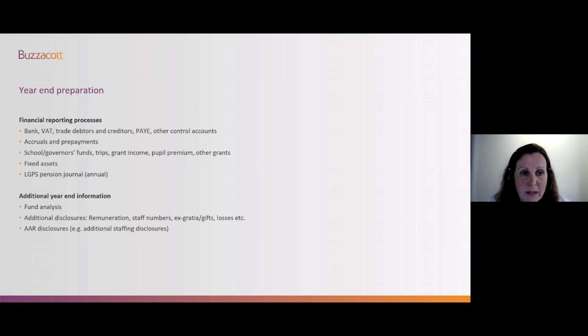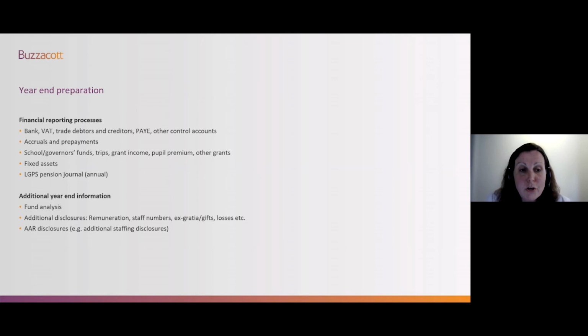Further year-end information, absolutely critically here, is the fund analysis, and I'll cover that in a little bit more detail. But really, how is each funding stream being spent? Are the costs being matched to those funding streams eligible? And what are the unspent balances of funding streams at the year end? Also, from a fund perspective, considering schools coming into the trust and schools departing from the trust. So how does that impact on new funds coming in and equally funds being transferred out of the trust?